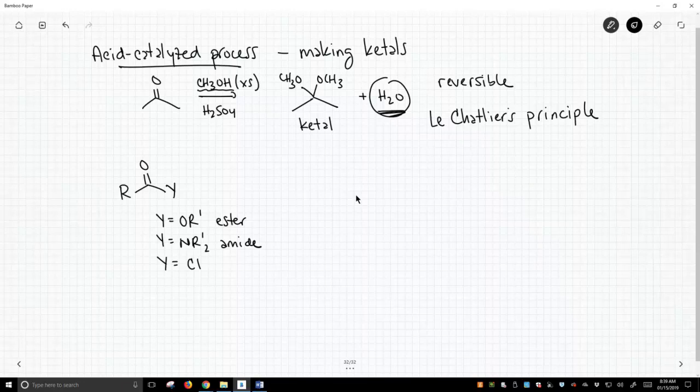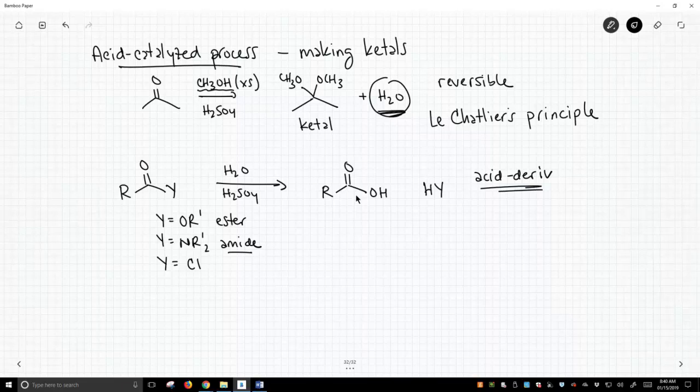Y could be a halide. That'd be an acid chloride. But you take any acid derivative and you cook it up with water and a strong acid, like sulfuric acid, could be HCl, and what you will get is the carboxylic acid plus your protonated Y group. So if it's an ester, that would be an alcohol. If it was an amide, you'd form an amine. So we can hydrolyze any acid derivative. All acid derivatives, they will all undergo this acid-catalyzed hydrolysis process.